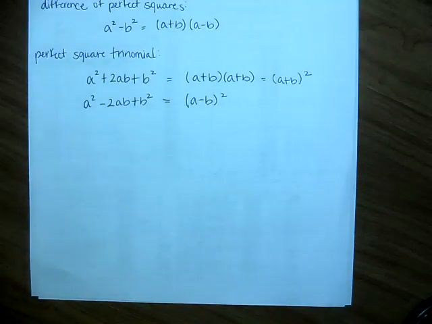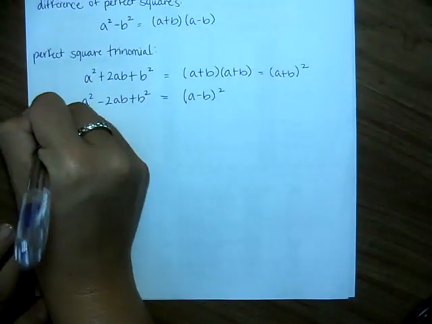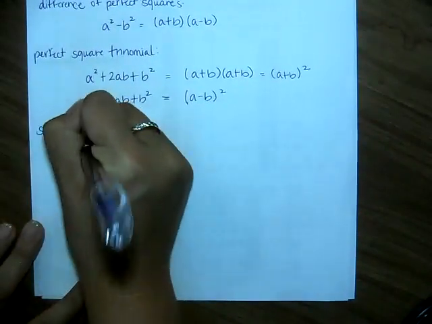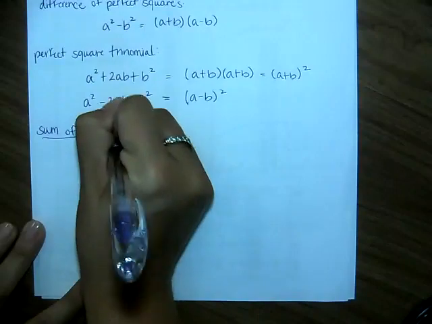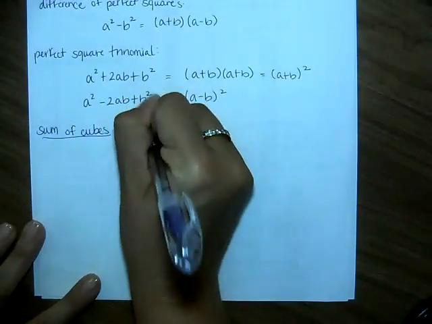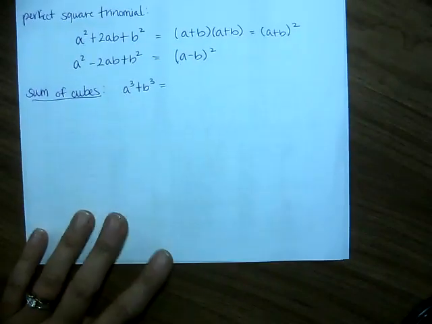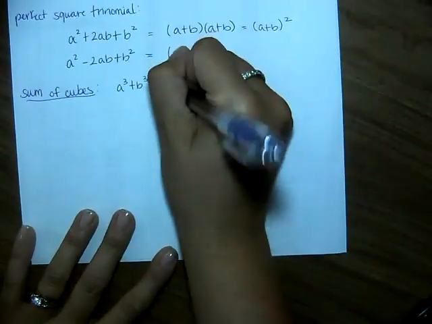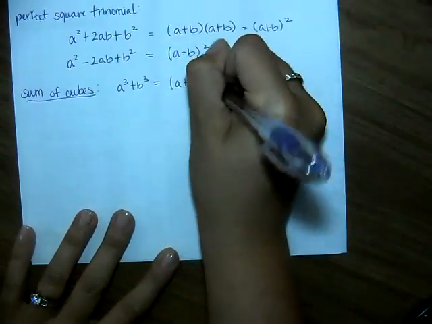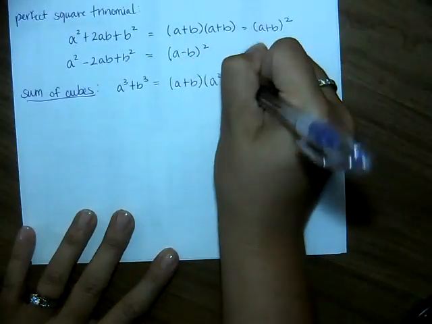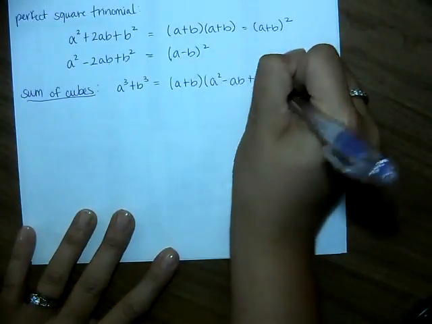The two that you have to really memorize, that you can't really back into, is the sum of cubes and the difference of cubes. So a cubed plus b cubed. This factors to a plus b times a squared minus ab plus b squared.